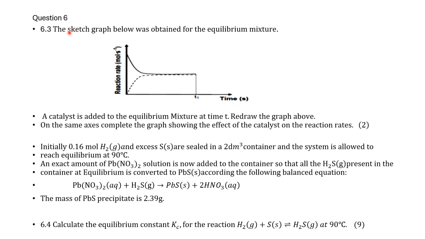Right, now question 6. They say the sketch graph below was obtained for the equilibrium mixture. So there my reactants decrease till they reach equilibrium. My products are formed till they reach equilibrium. And there we have T1. Now for 6.3, they say a catalyst is added to the equilibrium mixture at time T. Redraw the graph above. On the same axis, complete the graph showing the effects of a catalyst on the reaction rate.